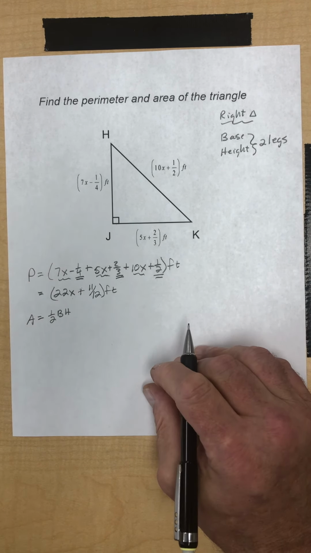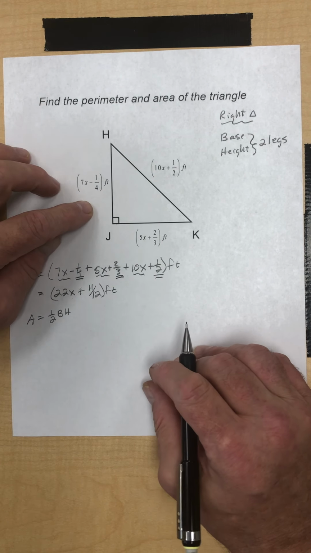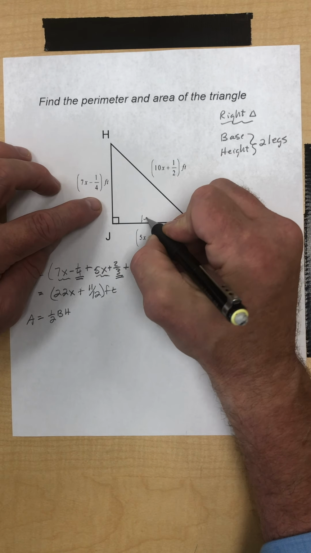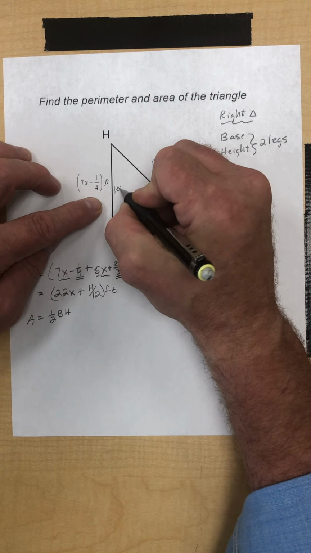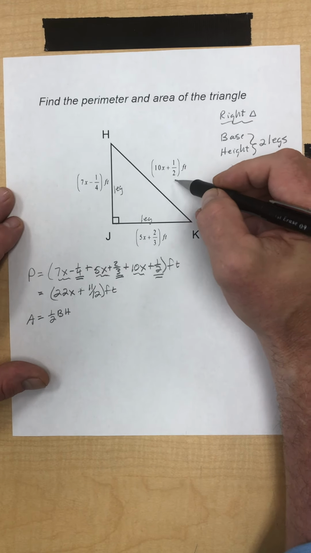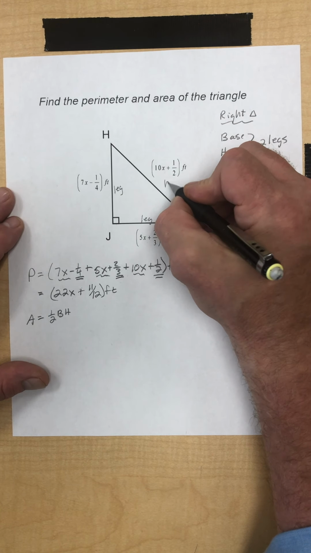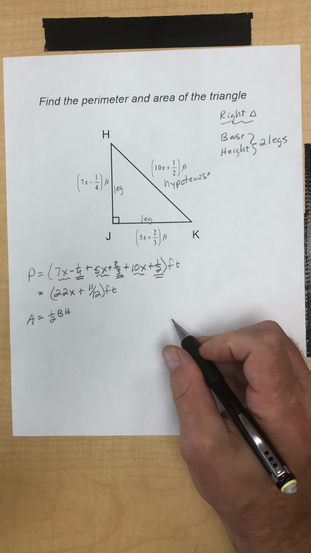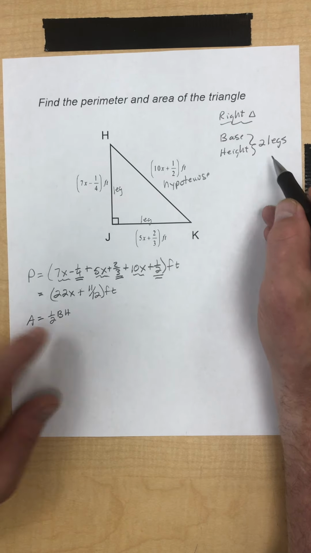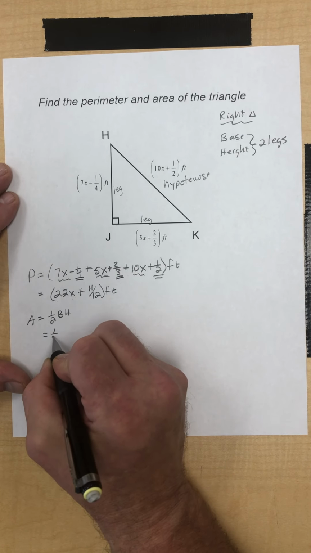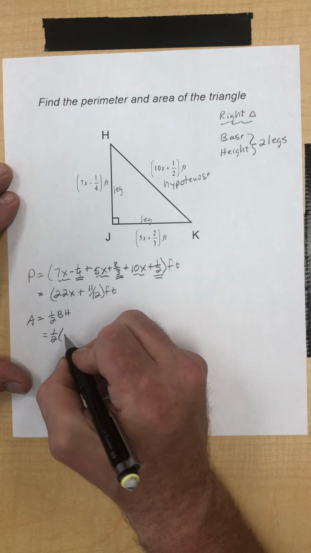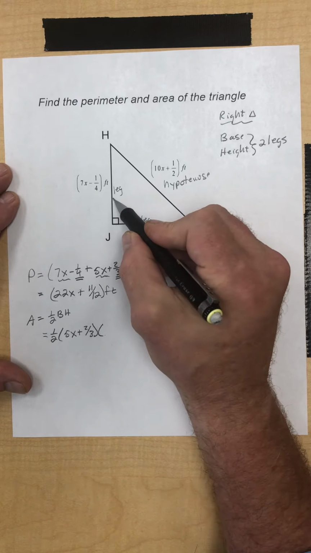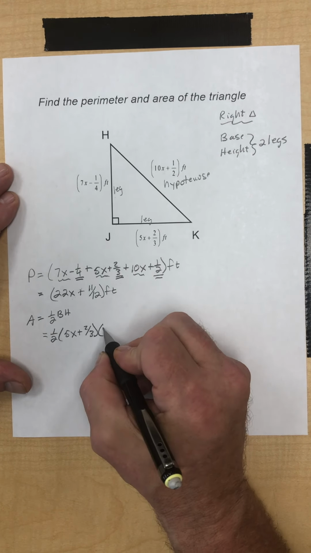Okay, in any right triangle, you have two legs, and they're the sides that always come together to form the right angle. So this is a leg right here, and this is a leg right here. Okay, the guy that's not the leg is called the hypotenuse. Hypotenuse. Okay, so we have to go 1/2 times leg times leg. Okay, so we have 1/2 times leg, 5x plus 2/3 times the other leg, which would be 7x minus 1/4.